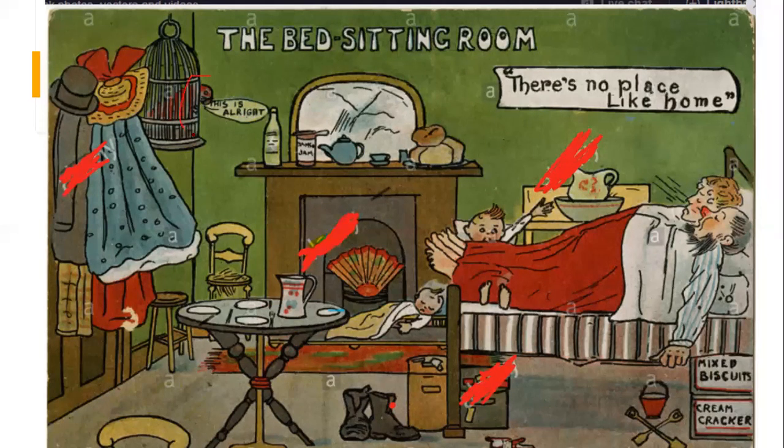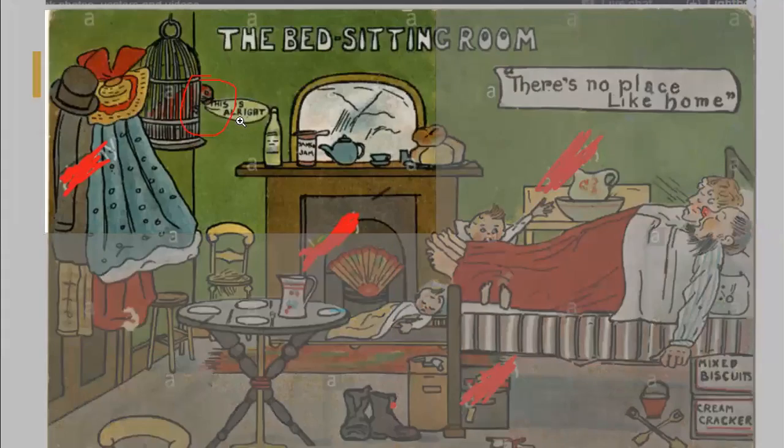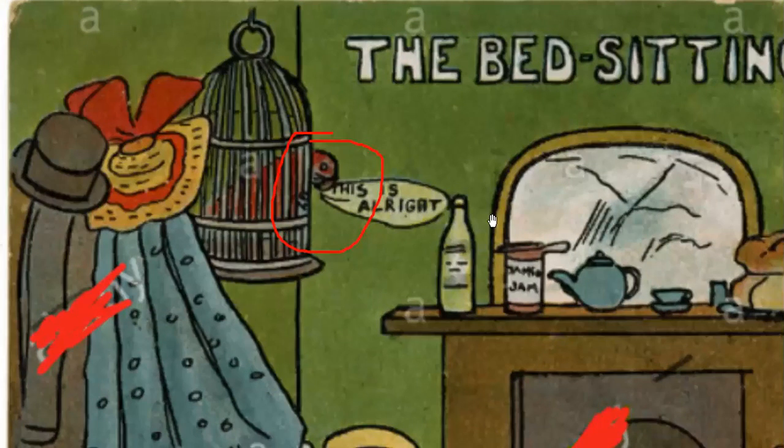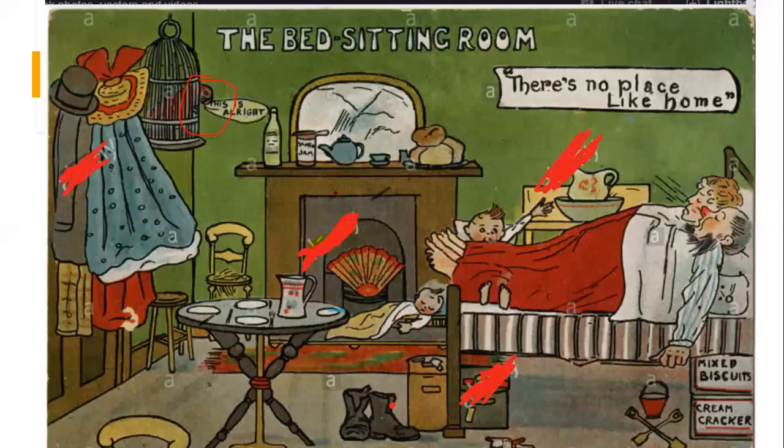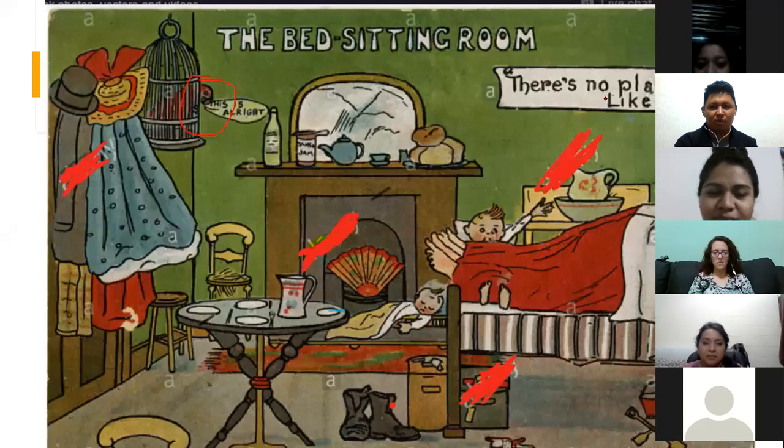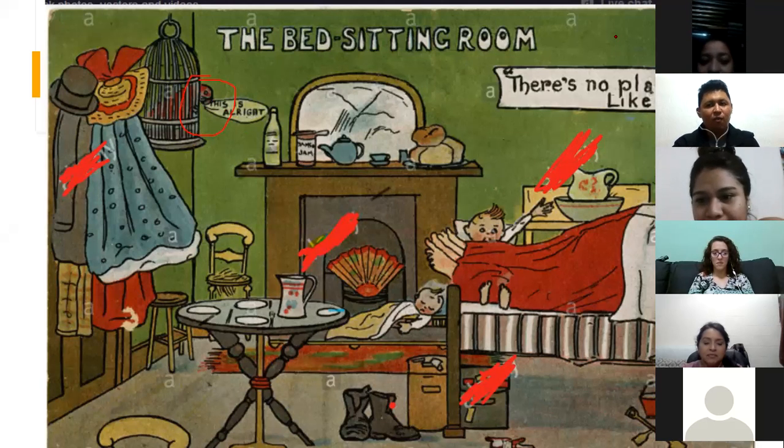And you see this animal at the back, this parrot, ya vieron el pájaro? This bird over here. What is the bird saying? This is all right. In other words, the bird is saying this is okay for me. Why do you think it's all right? I mean, he's saying, if I can live in a cage with no space, you can also live in this condition. O sea, si el pájaro puede vivir en esa jaula, why not the people?